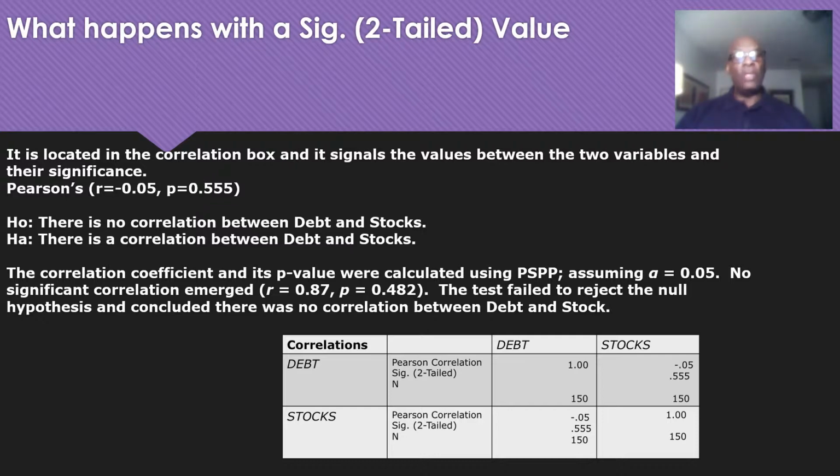The H0, there is no correlation between debt and stock. The HA, there is a correlation between debt and stock. The test rejected the null hypothesis. It is concluded there was a correlation between debt and stocks, assuming 0.05.